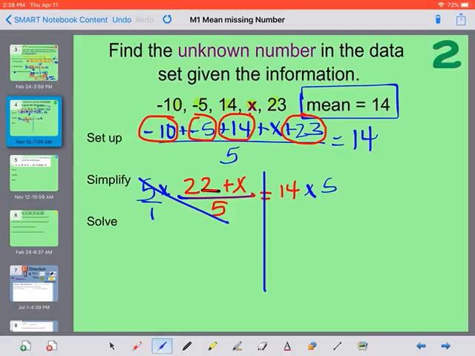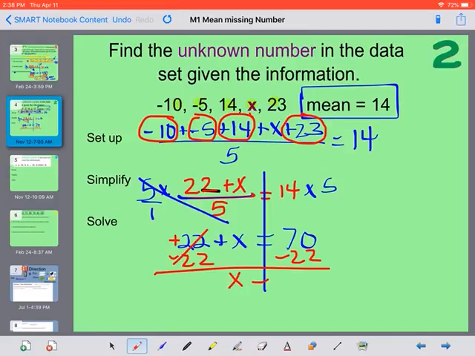Those eliminate because it's on the top and the bottom. 5 divided by 5 is just 1. So we have 22 plus x equals whatever 14 times 5 is. 14 times 5 is going to give us 70, and we can just plug that in our calculator. And now this is a positive 22, so the opposite is subtracting 22.